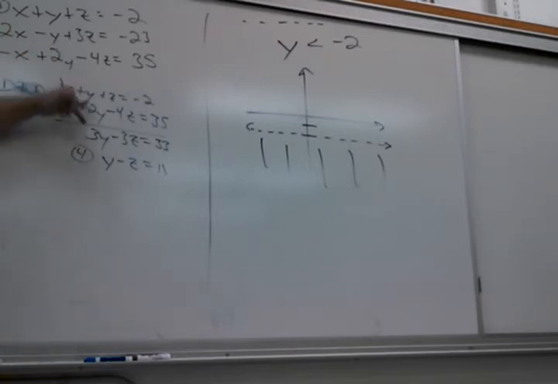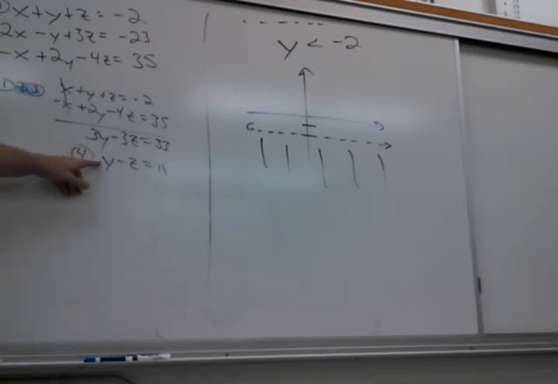So if I add 1 and 3, I kill the x's. What's another way to kill the x's? Equations 2 and 1. What's really nice about these two is they're at least already opposite signs, right? You can multiply by 2.